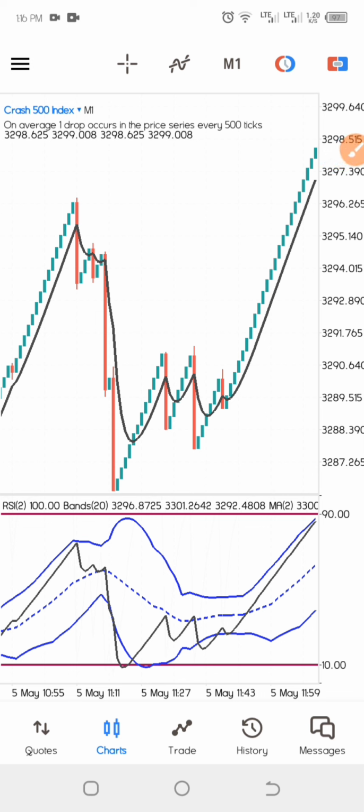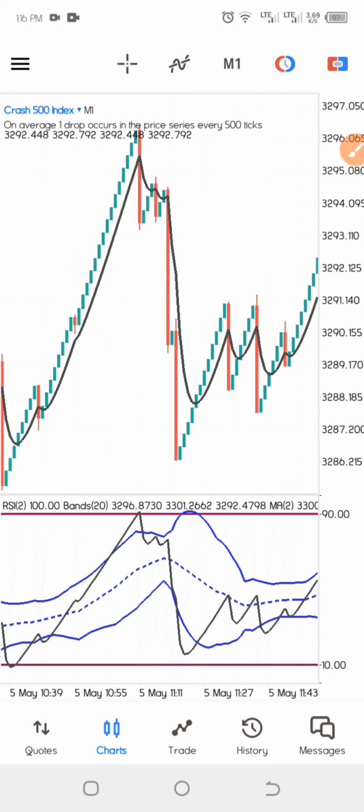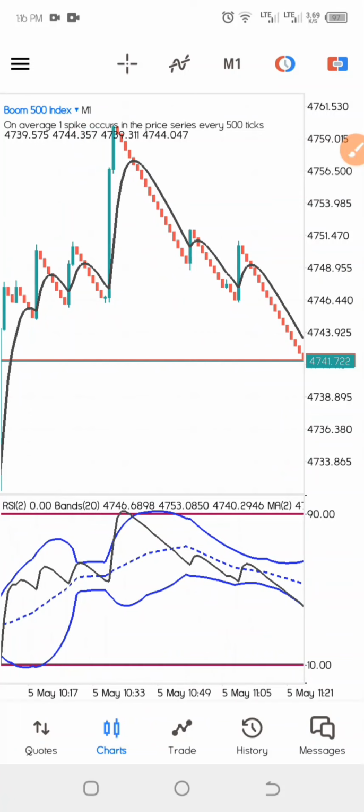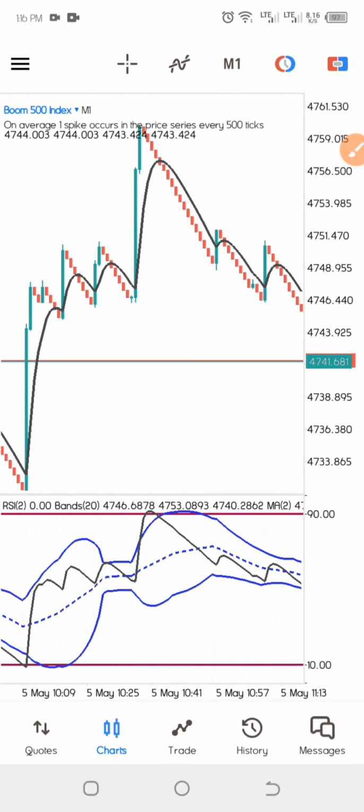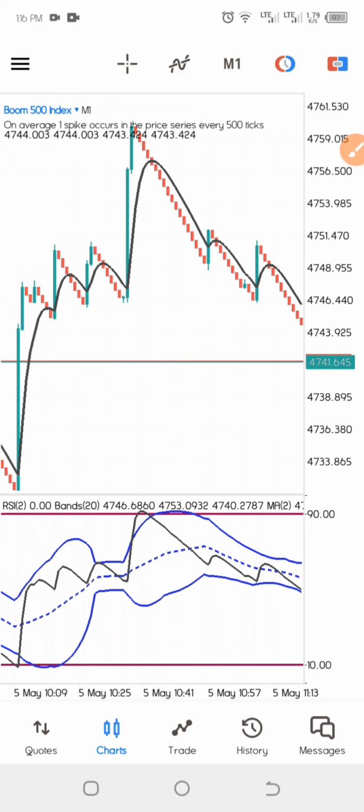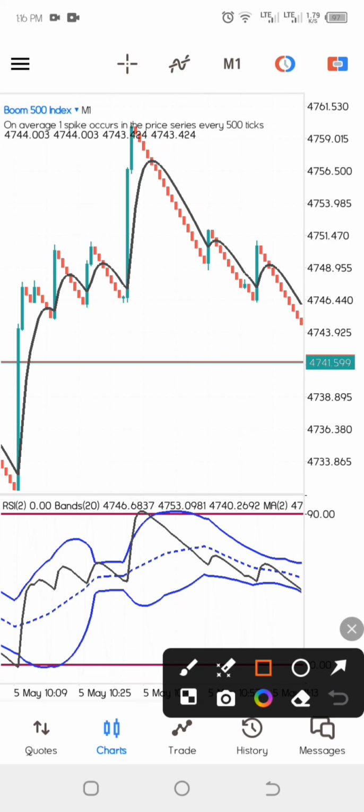Okay, so let me show you guys another example, and I'm going to do that on Boom indices. We have already talked about Crash, so we are going to dive into the Boom indices. Now you can see right here, this is what we first need to see. Firstly, we are on Boom, so we are looking to trade at the oversold level, which is this area right here.